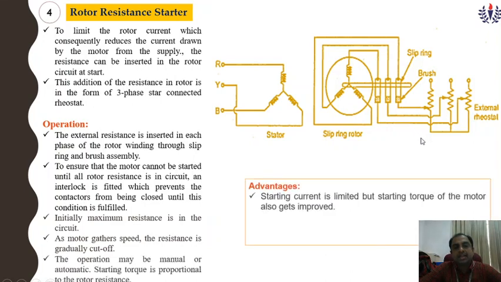Advantages: starting current is limited, but starting torque for the motor also gets improved. Limitations: it can be only used for slip ring induction motor.